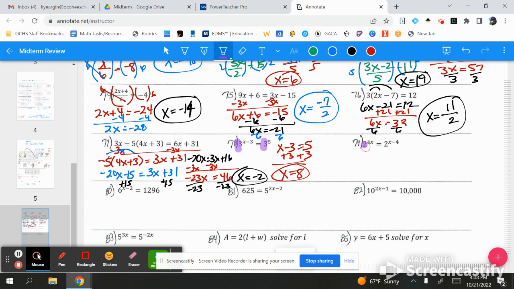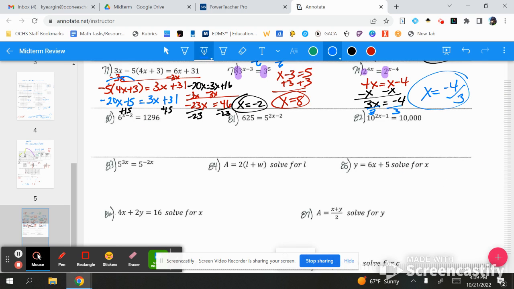For 79, look at our bases. They are both 2. So just bring my exponents down. 4x equals x minus 4. Subtract x from each side. 3x equals negative 4. Divide each side by 3. So x will equal negative 4/3.